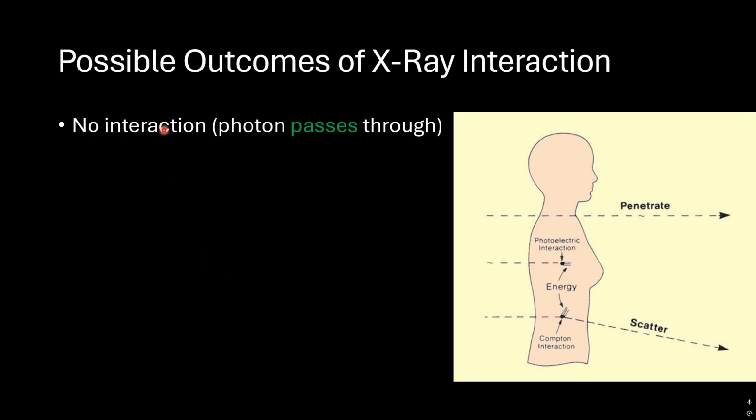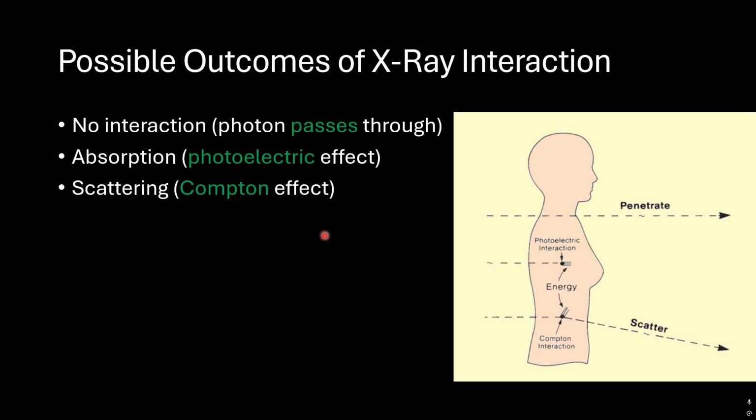We have no interaction. In this type of interaction, the photon will pass through the patient. As we can see here in this image, the photon will penetrate without any interaction. And we have absorption due to the photoelectric effect. We can see it here. The photon will go through the patient and will be fully absorbed within the patient. And we have scattering due to the Compton effect. We can see here that the photon will go through the patient and will scatter in a different direction.